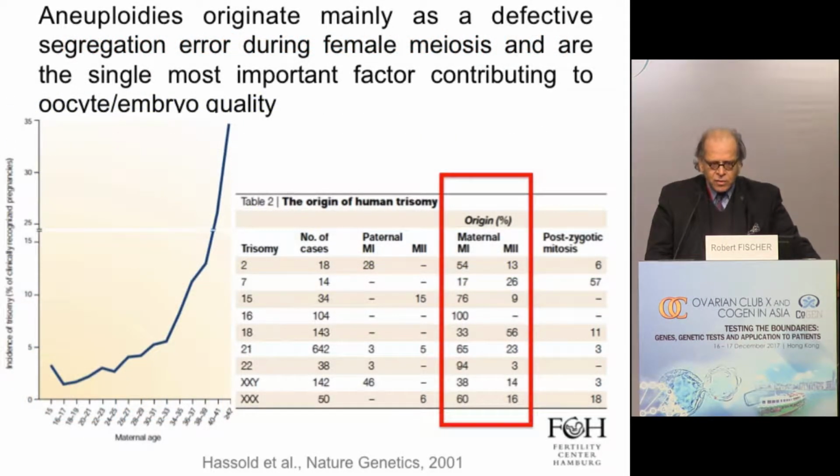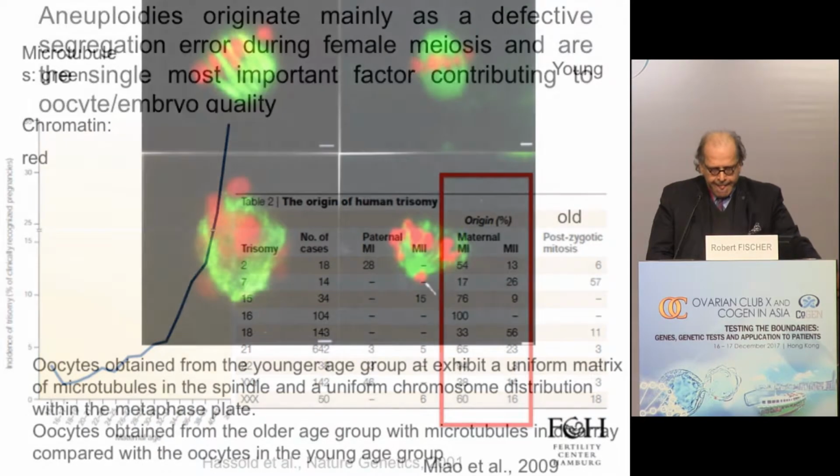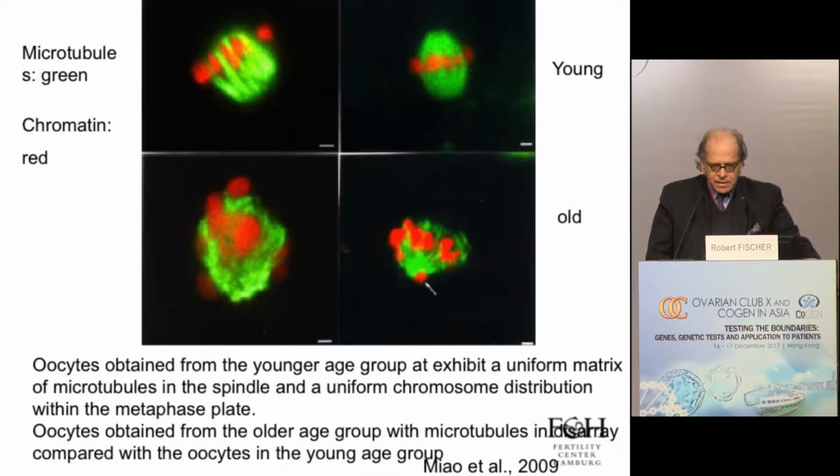Now, aneuploidies originate mainly as a defective segregation error during the female meiosis and are the single most important factor contributing to oocyte and embryo quality. One of the main reasons is the spindle. On the upper side, here you can see a spindle from a young patient, and in the bottom you will see a spindle from an older patient. So you can imagine that the spindle of the older patient is not functioning properly.